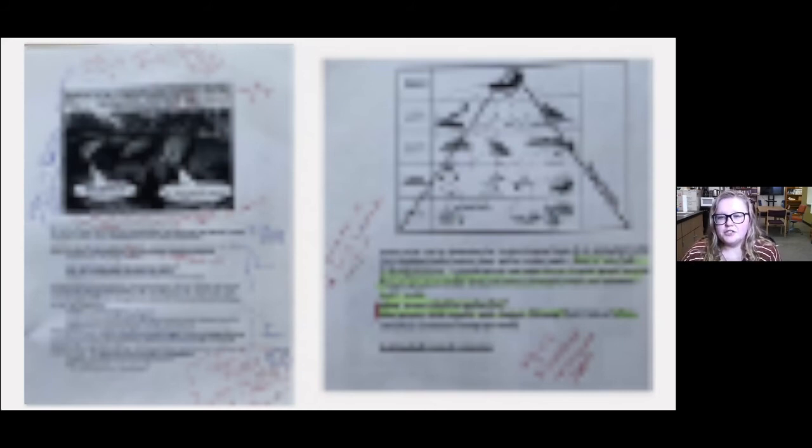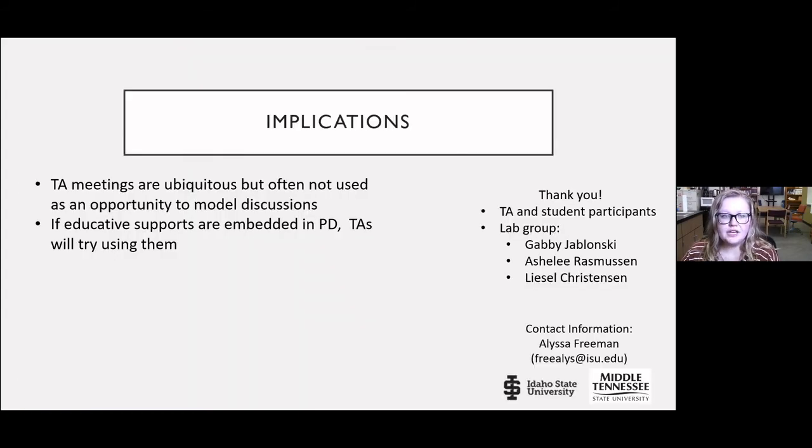And this is interesting because while she made fewer annotations related to potential student responses during week 8, she was still able to elicit the higher frequency of rigor level 3 contributions than the PD. And so it seems that it was really important for case development as a TA to write all of these annotations. And so for just some implementations, weekly TA meetings are ubiquitous, but rarely used as an opportunity to model discussions and anticipate what students might say and how TAs should respond. And so when educative supports are provided, and especially if they're embedded in PD, TAs will try them out.